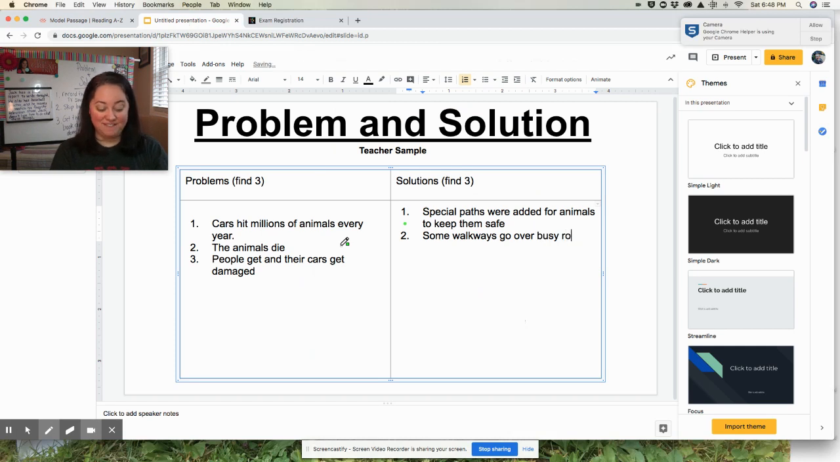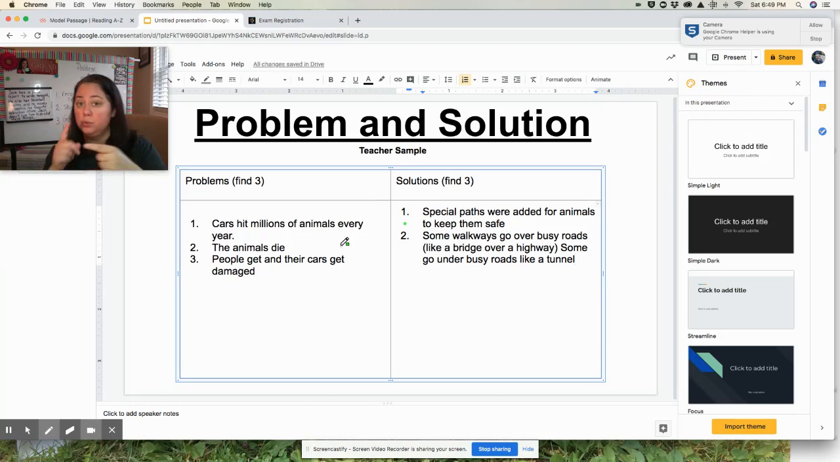Don't mind my spelling. I'm just going to put, for my own thinking so I can visualize it later when I look at it, like a bridge over a highway, and some go under busy roads like a tunnel. Again, this is a graphic organizer, and it's just organizing your thoughts. So it never has to be perfect. No one is looking for perfect because it's just for you to organize your own thoughts.